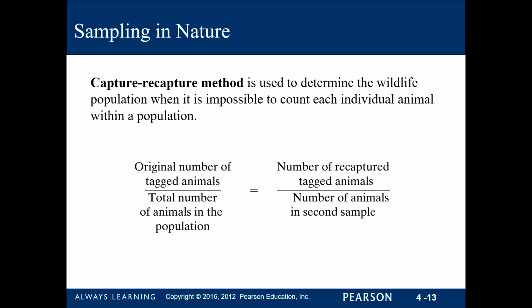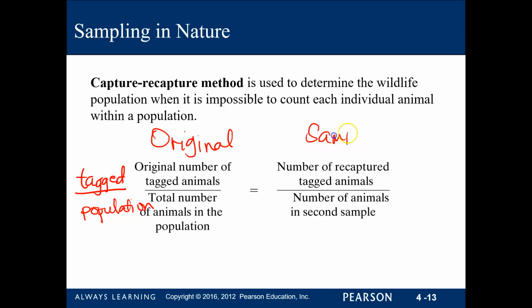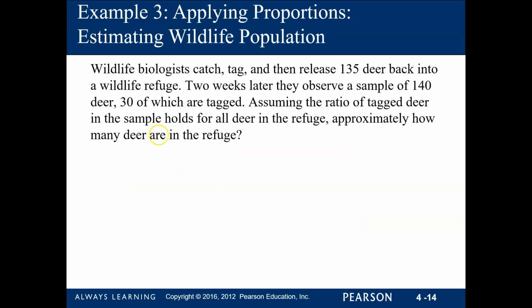If you notice here, this ratio here is the original numbers. So it's always tagged over population, and that will always be the order of our ratio. In this case, this is your sample, the ones that you have picked out, so tagged over population as well. So let's take a look here.